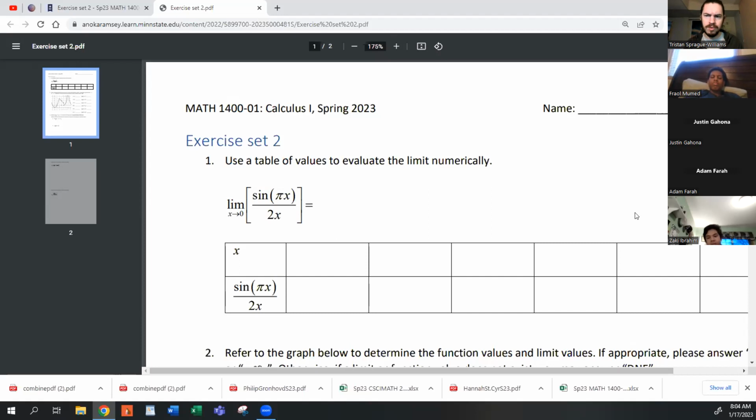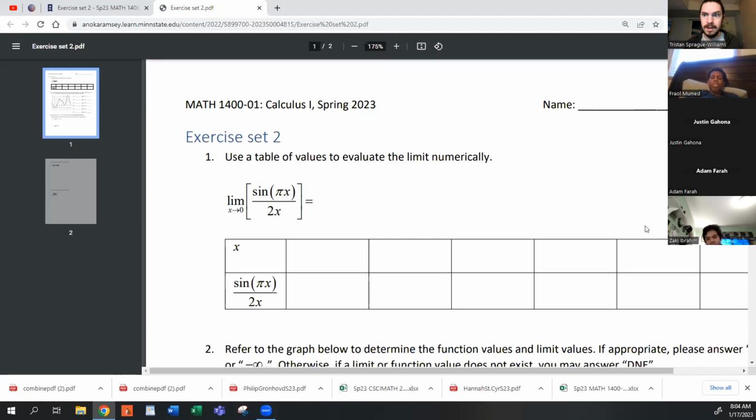Or 0.0001, like really close to 0, getting closer and closer. And you pick a few numbers getting closer. So you want to be able to see not just one number, but you want to be able to see a trend, like a trend towards something.